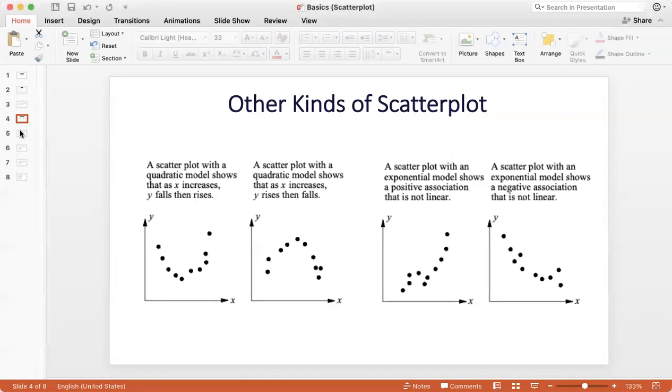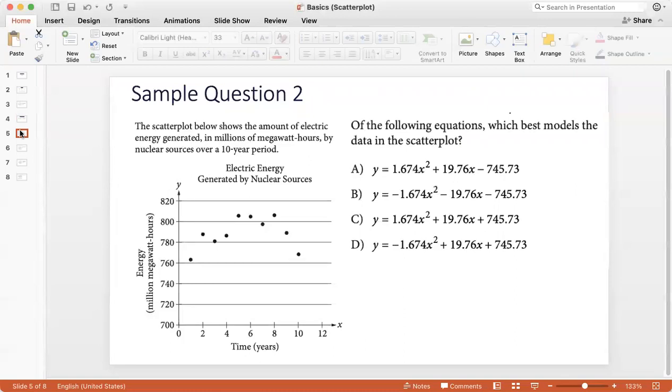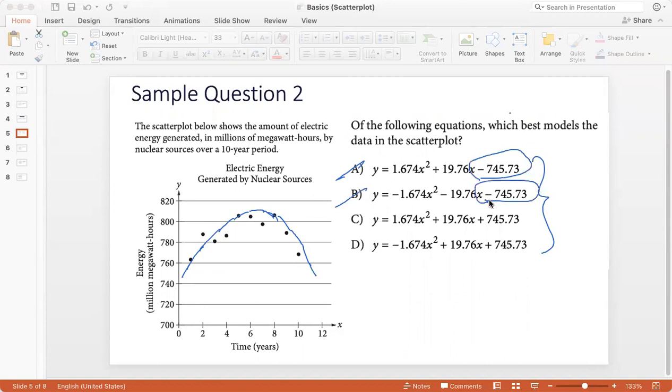So let's do a sample problem. The scatter plot below shows the amount of electric energy generated in millions of megawatt hours by nuclear sources over a 10-year period. Which best models the data in the scatter plot? And I can see that I have quadratic expressions. So let me try and make a parabola out of this. Something like this. So I can see that my y-intercept will be about 740 something, right? Plus 740. So that means I can eliminate option A and B because here the y-intercept is negative 740. So it has to be either C or D.